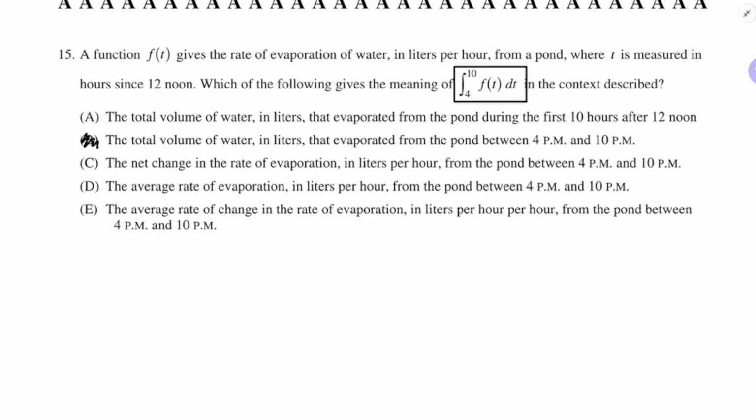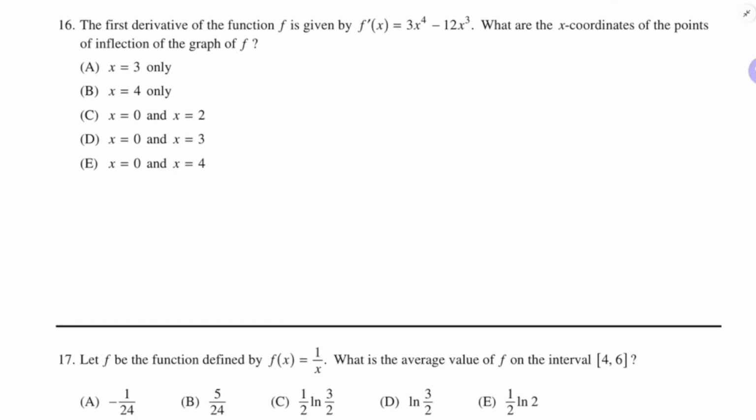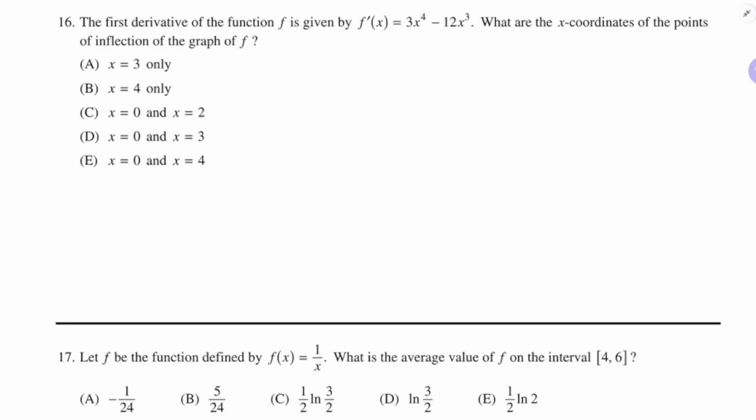Don't read too hard at the other ones and try to talk yourself out of the right answer. It's like, if you integrate the rate function, you're going to get a total. All right, so f prime equals 3x^4 minus 12x^3, point of inflection. Okay, so what you need to know is that a point of inflection is a sign change on f double prime, not a 0.